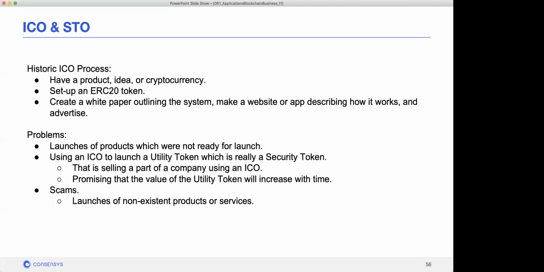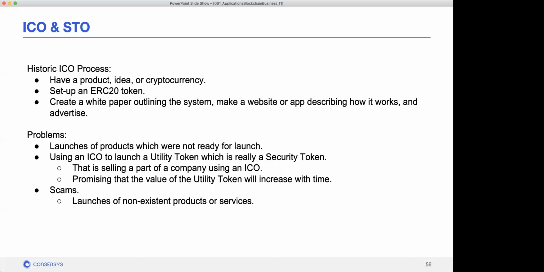And so the historic process, back in 2017, I think some people had a thought bubble, and then they set up an ERC20 token, wrote a paper, banged out a website, and hoped people would give them money, and they'd pump it. A lot of those thought bubble ideas were products that were really not ready for launch. And so using an ICO to launch a utility token, which really ends up being a security token.